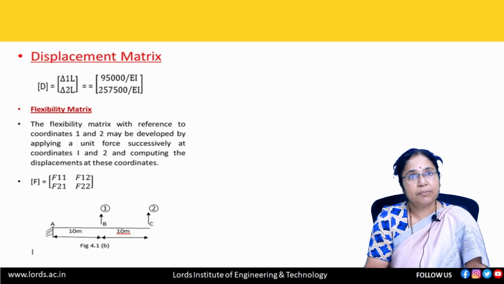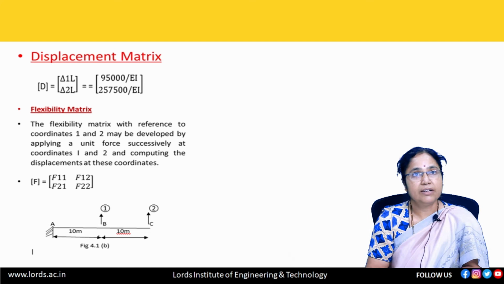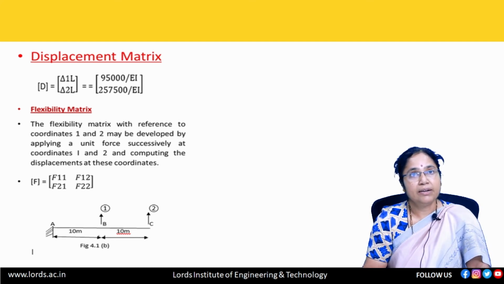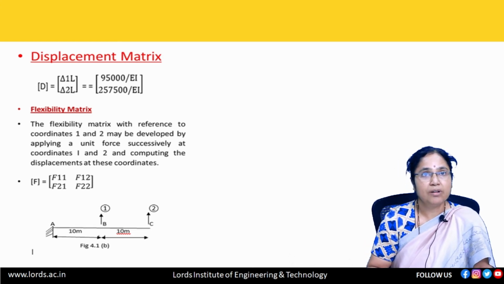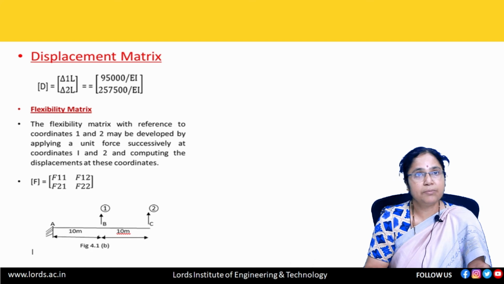So now we have found the displacement matrix. Displacement matrix D equals delta 1L and delta 2L, where delta 1L is the first parameter and delta 2L is the second parameter of the matrix. So substituting those two values, we get the displacement matrix D. Next, we need to frame the flexibility matrix F.